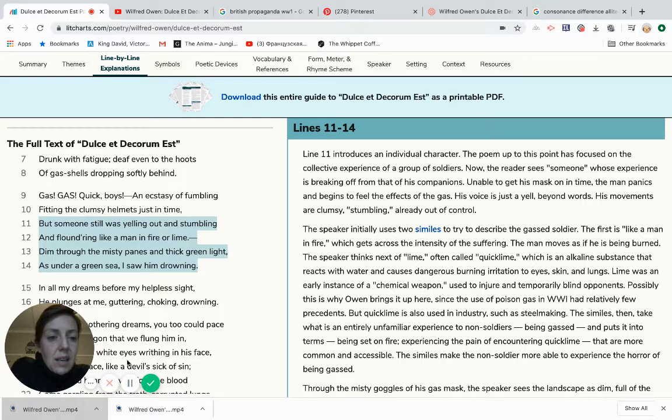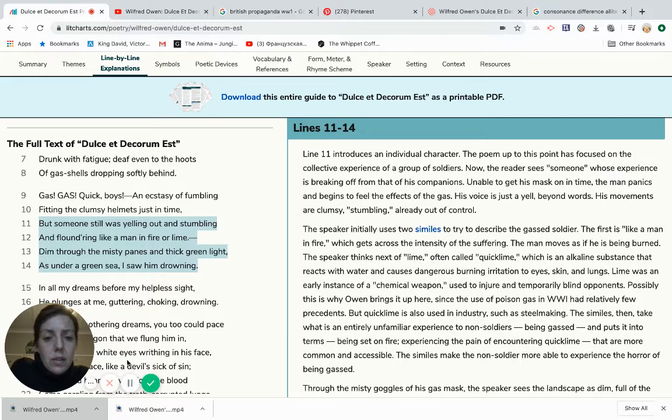So now we see someone whose experience is breaking off from that of his companions, who have all managed to get their gas masks on just in time. Unable to get his mask on, the man panics and begins to feel the effects of the gas. His voice is just a yell beyond words. His movements are clumsy, stumbling, already out of control.